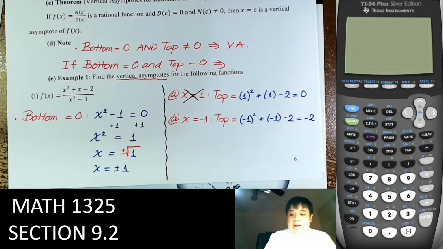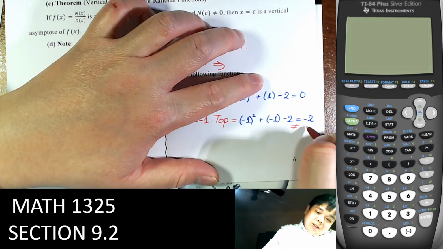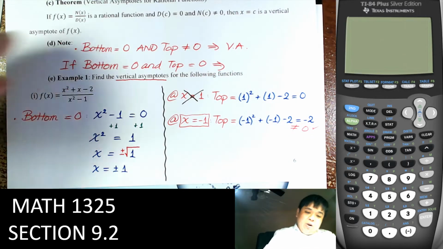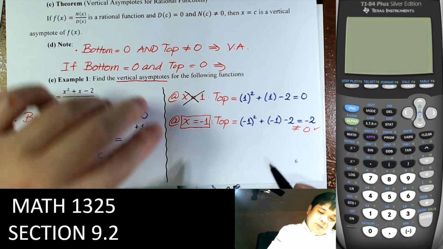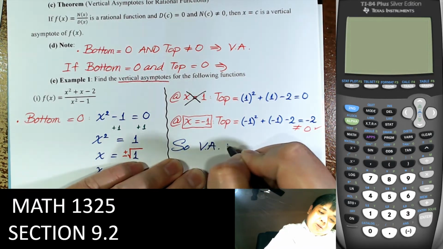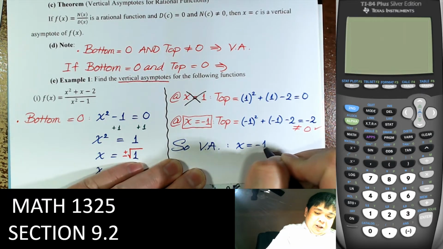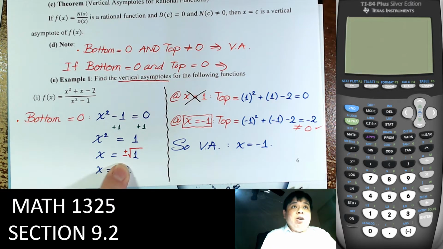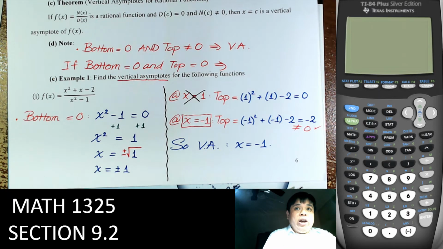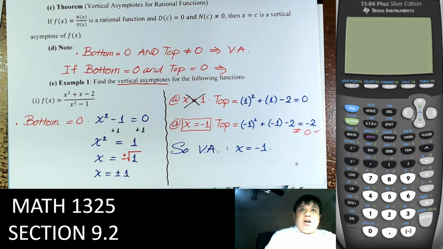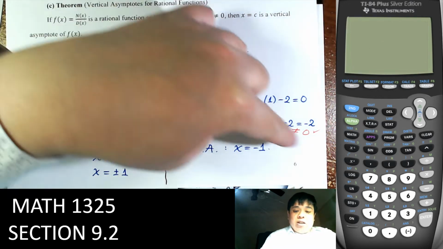Right, and that is not equal to 0, which is good. So we have the vertical asymptote of x equal to -1. So the vertical asymptote is x equal to -1. A few things to remember: when we solve for something squared equal to a number, don't forget the plus or minus sign. And for the vertical asymptote, the bottom is 0, the top is not.